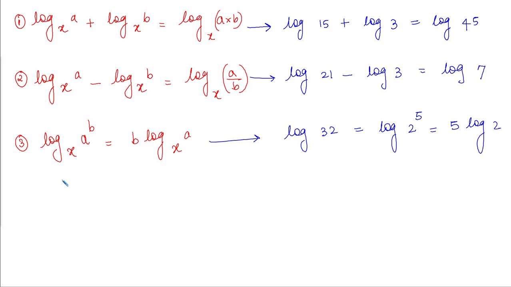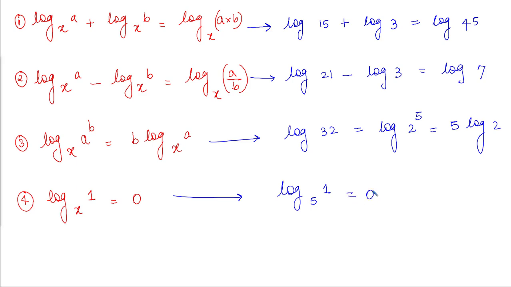Now let's have a look at the fourth property. The fourth property is log of 1 to the base any number is always equal to 0. For example, if I say log of 1 to the base 5 is going to be how much? Is going to be 0. So these are the first four properties.